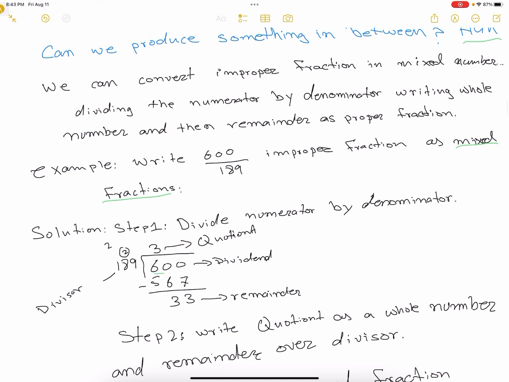So if we divide 600 by 189, we get 3. The quotient will be 3. 3 times 189 is 567, and we have a remainder of 33. So how did we do it here? We got a 3 in the quotient, which is the whole number, and then we got the remainder 33, and we can say 33 over 189 is equal to 600 divided by 189. Same thing. That's a whole number and that's a proper fraction. That's why we call it a mixed fraction.